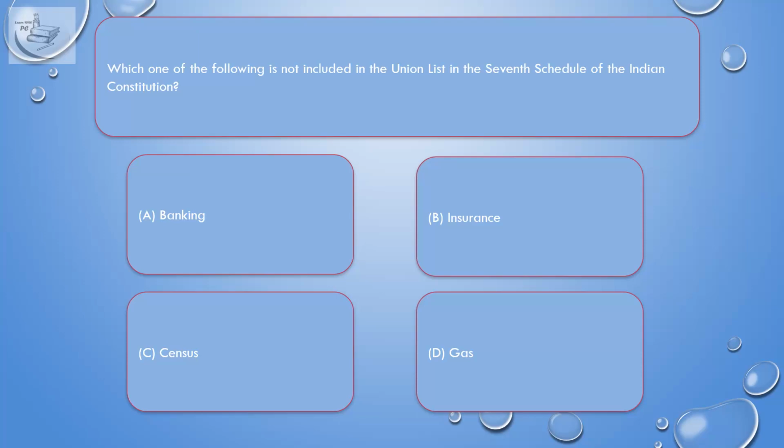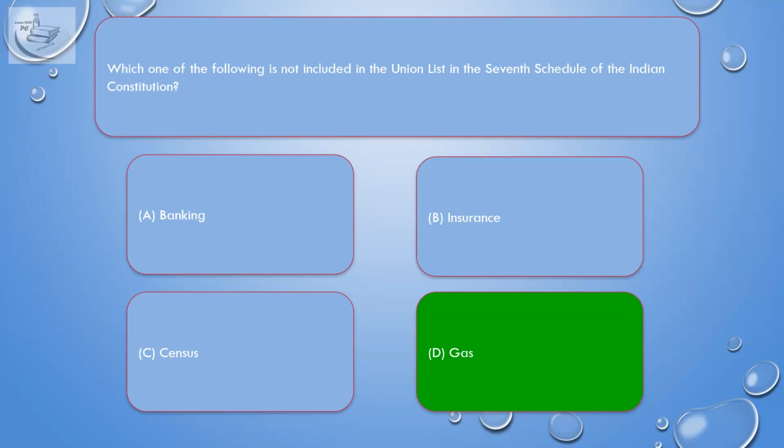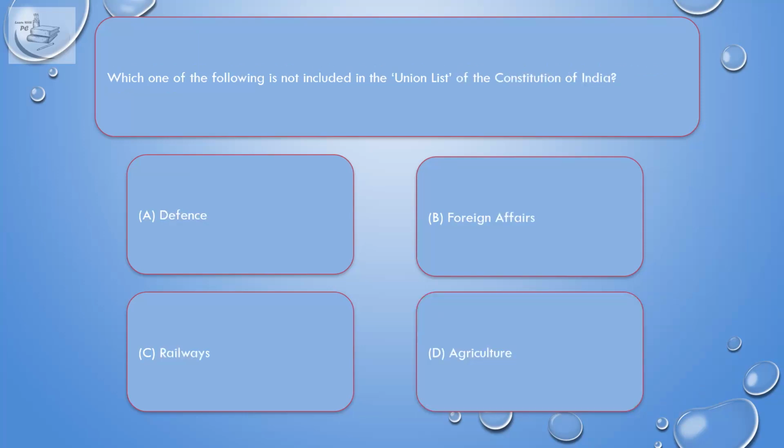Question: which one of the following is not included in the Union list in the 7th Schedule of the Indian Constitution? A. Banking. B. Insurance. C. Census. D. Gas. Correct answer is D. Gas. Question: which one of the following is not included in the Union list of the Constitution of India? A. Defense. B. Foreign affairs. C. Railways. D. Agriculture.